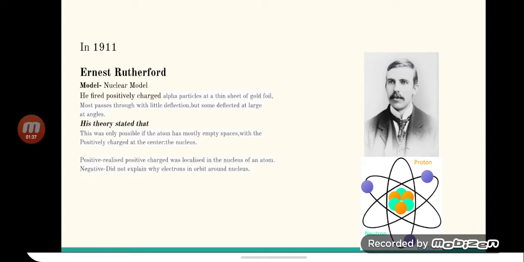His theory stated that this was only possible if the atom has mostly empty space with the positive charge at the center, the nucleus. Positive: he realized the positive charge was localized in the nucleus of an atom. Negative: he did not explain why electrons stay in orbit around the nucleus.